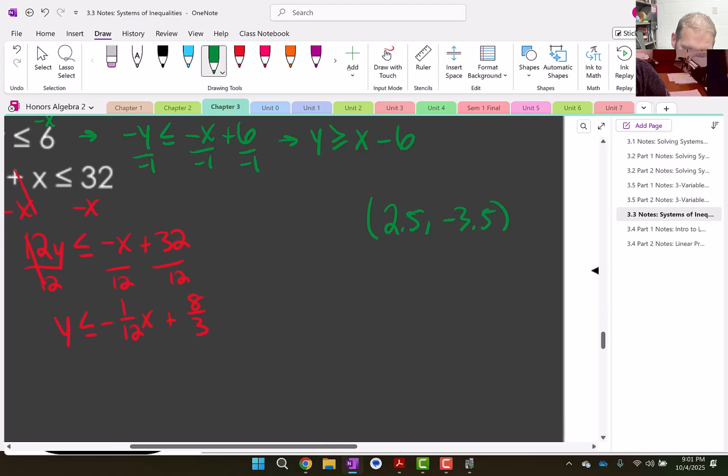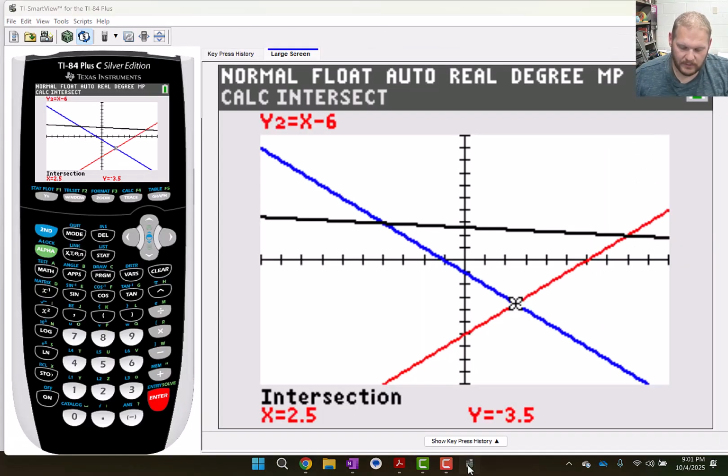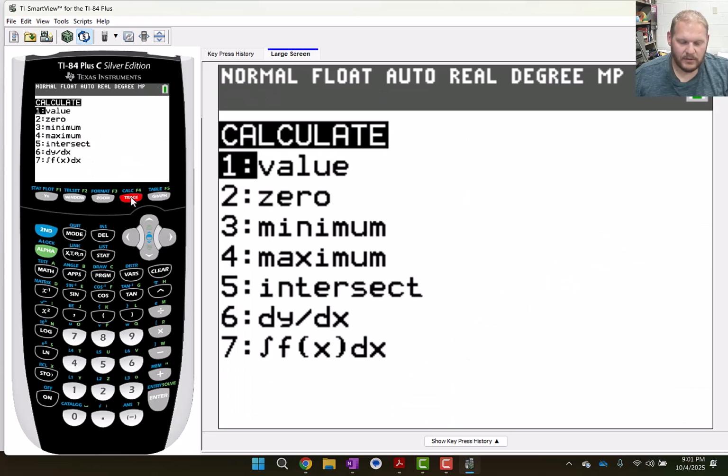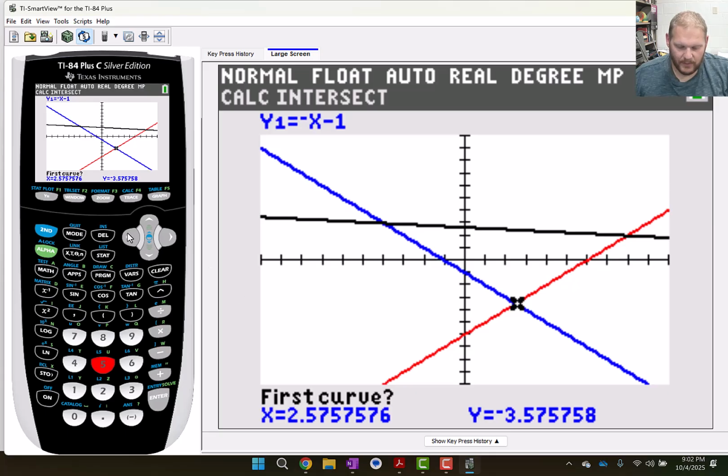So I'm going to go back to the same thing, second calc on that trace menu, hit number 5 to find the intersection. But now again, I'm going to go back over here to my first curve. Sorry about all the click noises. We're going over here to as close as possible on my first curve. Go ahead and click enter.